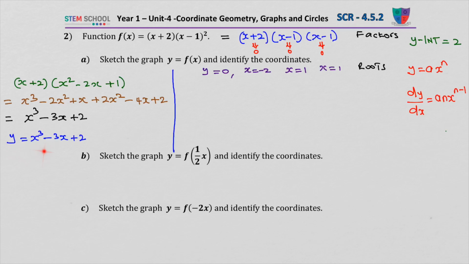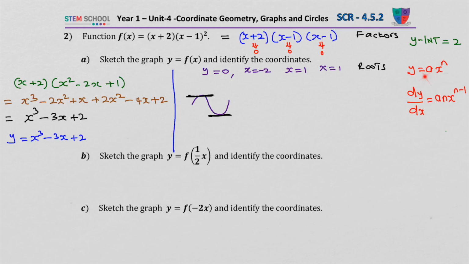I want to find the turning point of this graph. To find the turning point, it means I need to differentiate. I need to find the gradient. The curve where it's turning, the gradient is 0. So the way to find it is to differentiate this curve. That means dy/dx.